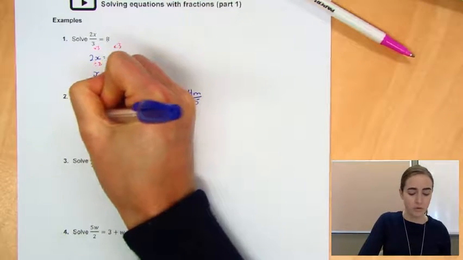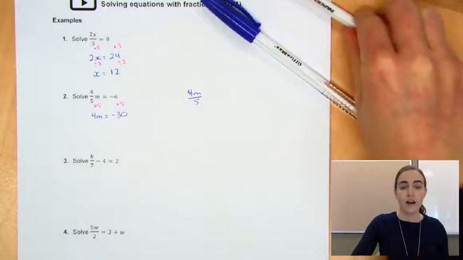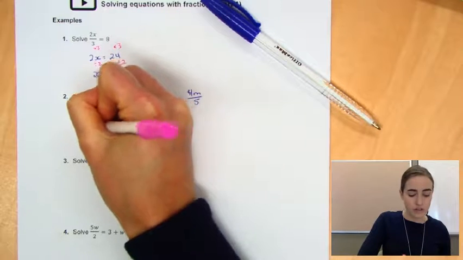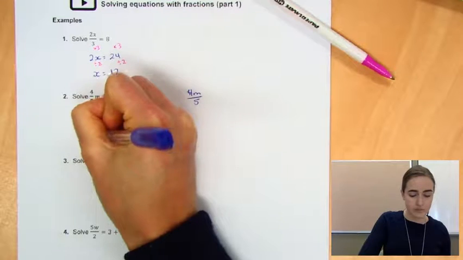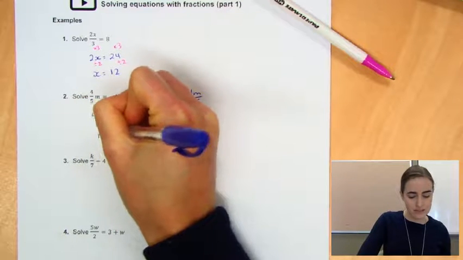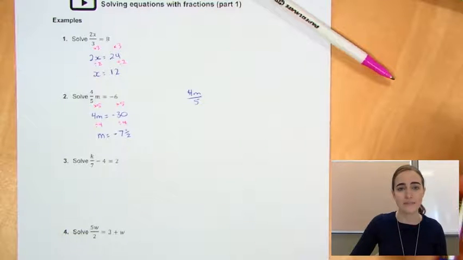So we're going to be left with 4m equals minus 30. And then to get the m on its own, we're going to divide both sides by 4. And we'll end up with m equals minus 7.5, or minus 7 and a half if you'd prefer to write it like that.